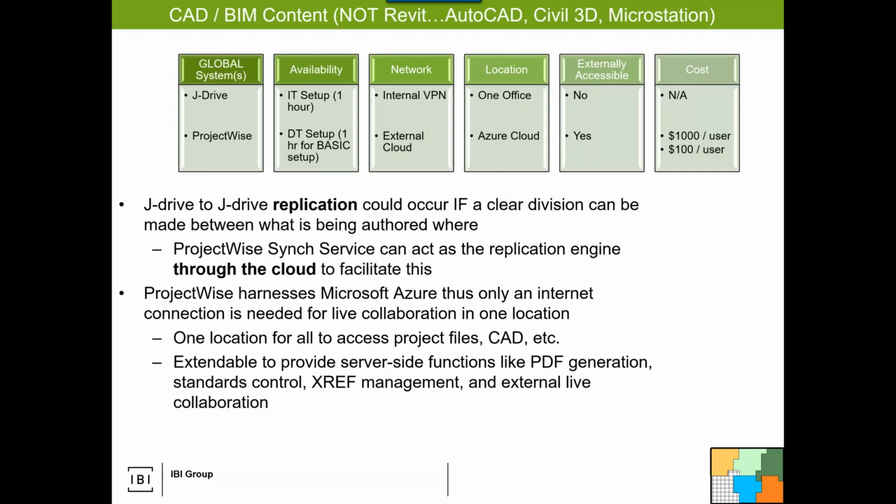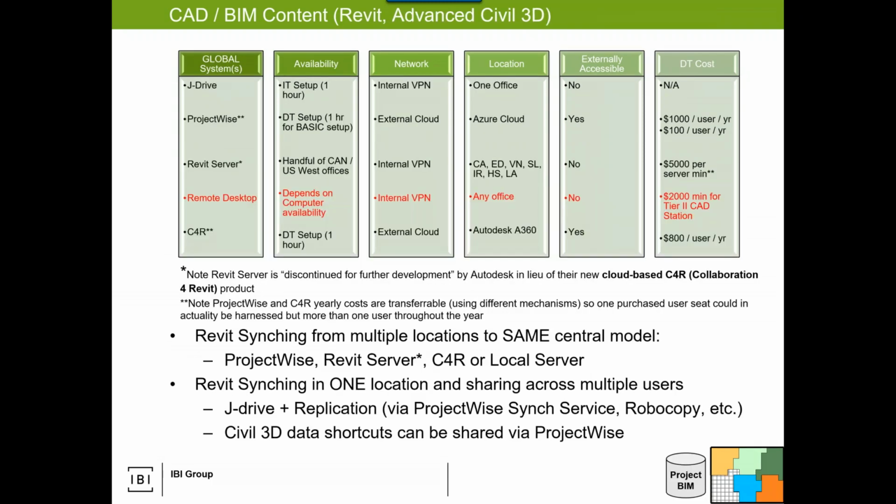So here we were trying to drive ProjectWise at the time. And then CAD BIM content, Advanced Civil 3D and Revit is what I was focusing on here. Well, what are we going to do? Are we syncing Revit from multiple locations? ProjectWise, Revit servers, C4R, local servers. Are we syncing content? What are we doing? Ask the question. Are there costs? What are the minimums? In red there, I put remote desktop.